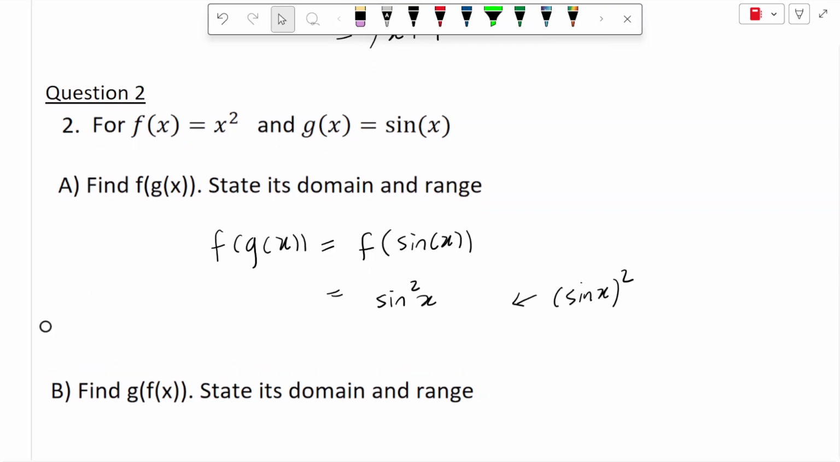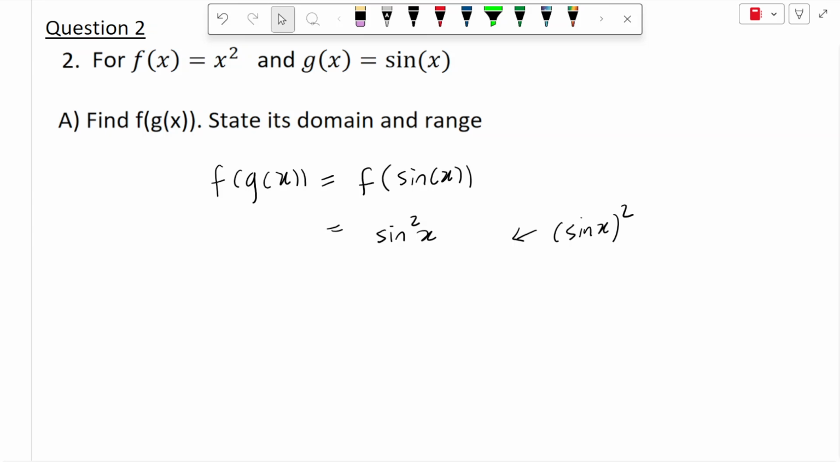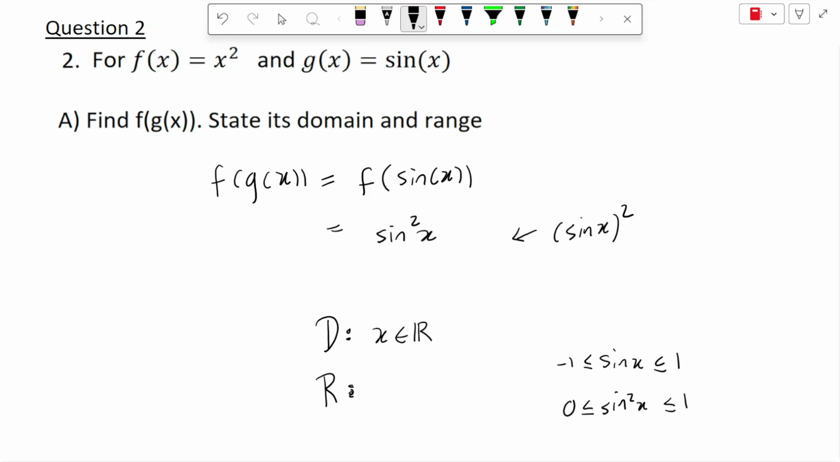Okay, we'd like to state its domain and range. So, well, what can we put into sine? We can put anything. So the domain there will be that x is in R. So x can be any number. And the range, well, what values can sine squared spit out? Well, sine is usually in between -1 and 1. And then when we square it, any negative numbers are going to go positive. So that's our range. So 0 is less than or equal to y is less than or equal to 1.